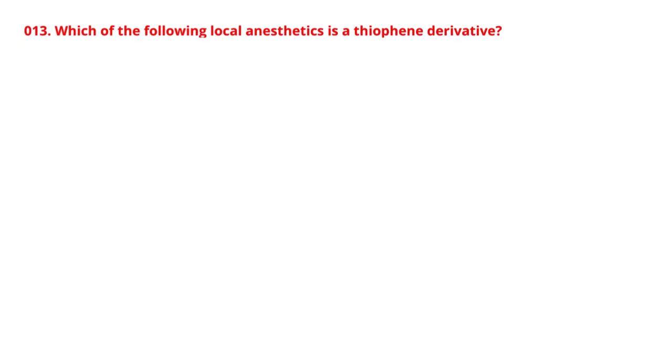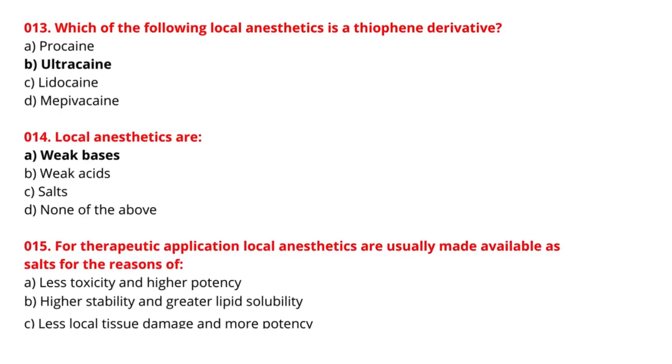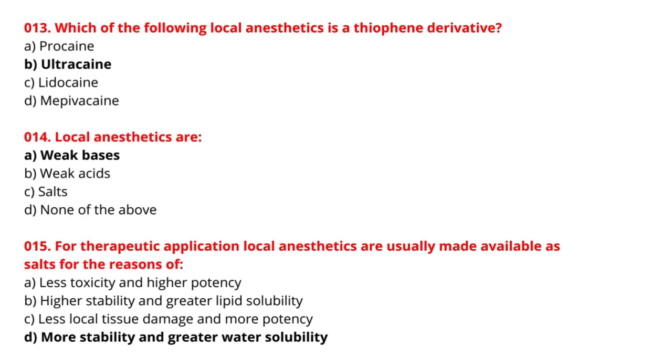013. Which of the following local anesthetics is a thiophene derivative? A. Procaine. B. Ultracaine. C. Lidocaine. D. Mepivacaine. Answer is B. 014. Local anesthetics are A. Weak bases. B. Weak acids. C. Salts. D. None of the above. Answer is A.